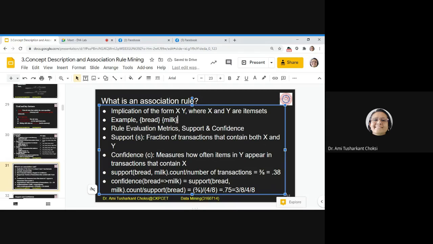It is the rule, that is, the support of bread and milk divided by the support of bread. Okay. So that is 0.75. Actually, it is 3 by 8 upon 4 by 8. We can write it this way so you can better understand it. So this is the way we have to use. Fine. So you know how to find the support and confidence.